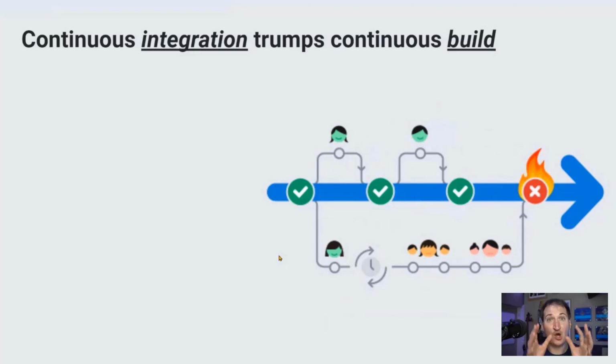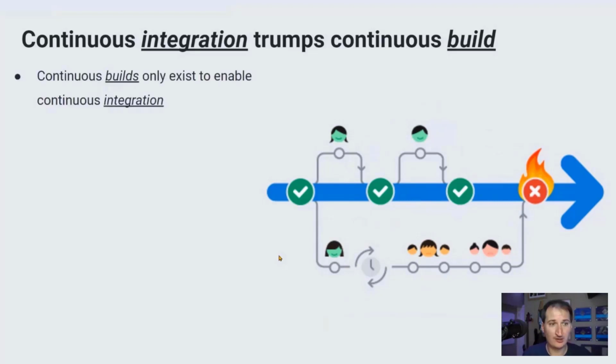But those builds only exist to enable, effectively, trunk-based development. So, continuous builds exist only to enable continuous integration. And when I'm saying you need continuous integration, you need it in the true sense. You need continuous integration, not just continuous builds.